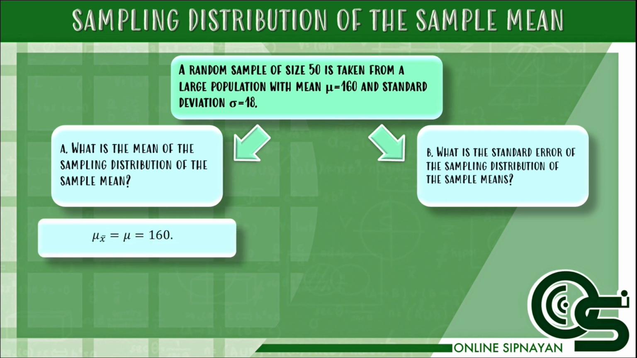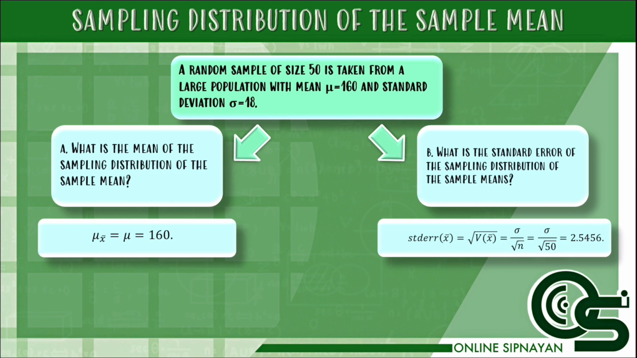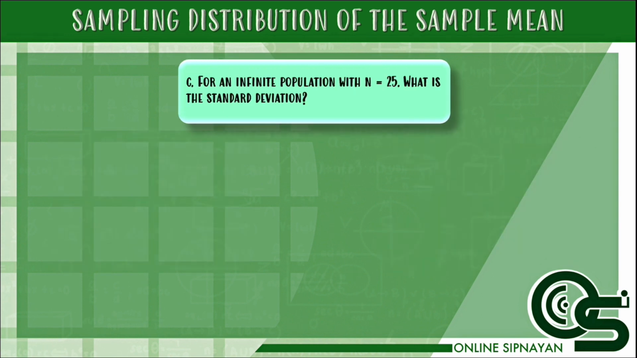For letter B, by the use of the formula of standard error, all we have to do is replace the standard deviation and the sample size in the formula with the given values. The standard deviation is equal to 18 with the sample size of 50. So we change the standard deviation with 18 at the numerator, then we also change the n, or the sample size, with 50. So it will be 18 over the square root of 50. Now, let's simplify. It is equal to 2.5456. Therefore, the standard error is 2.5456.